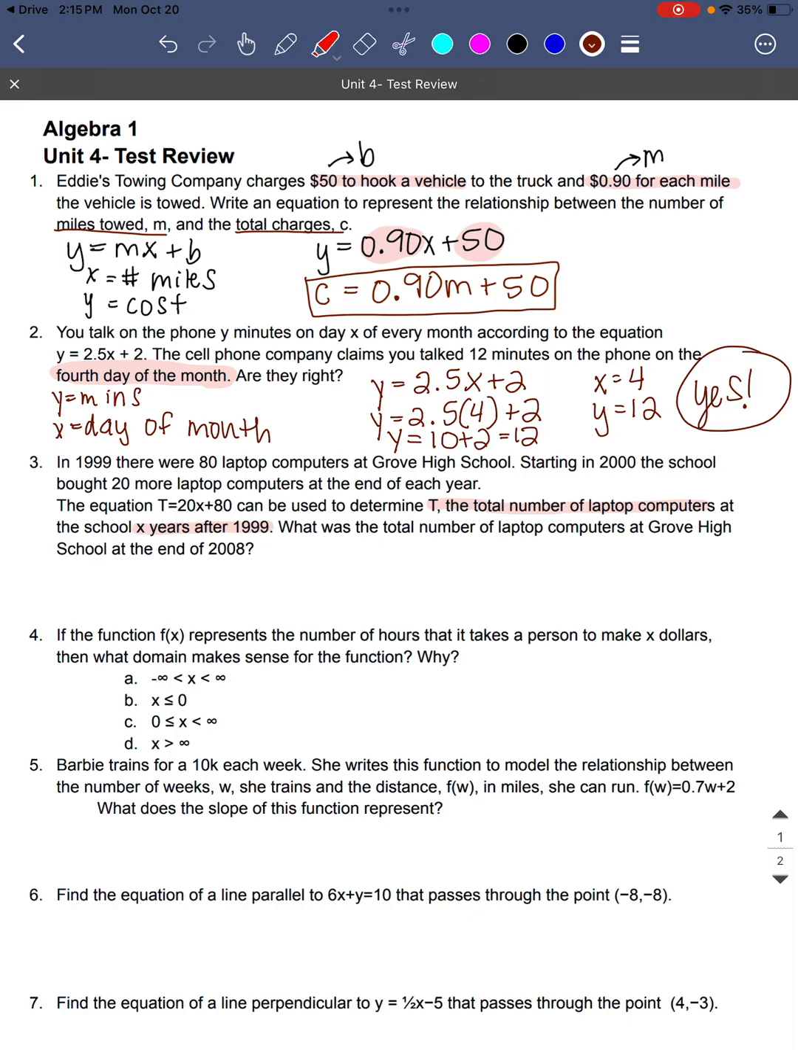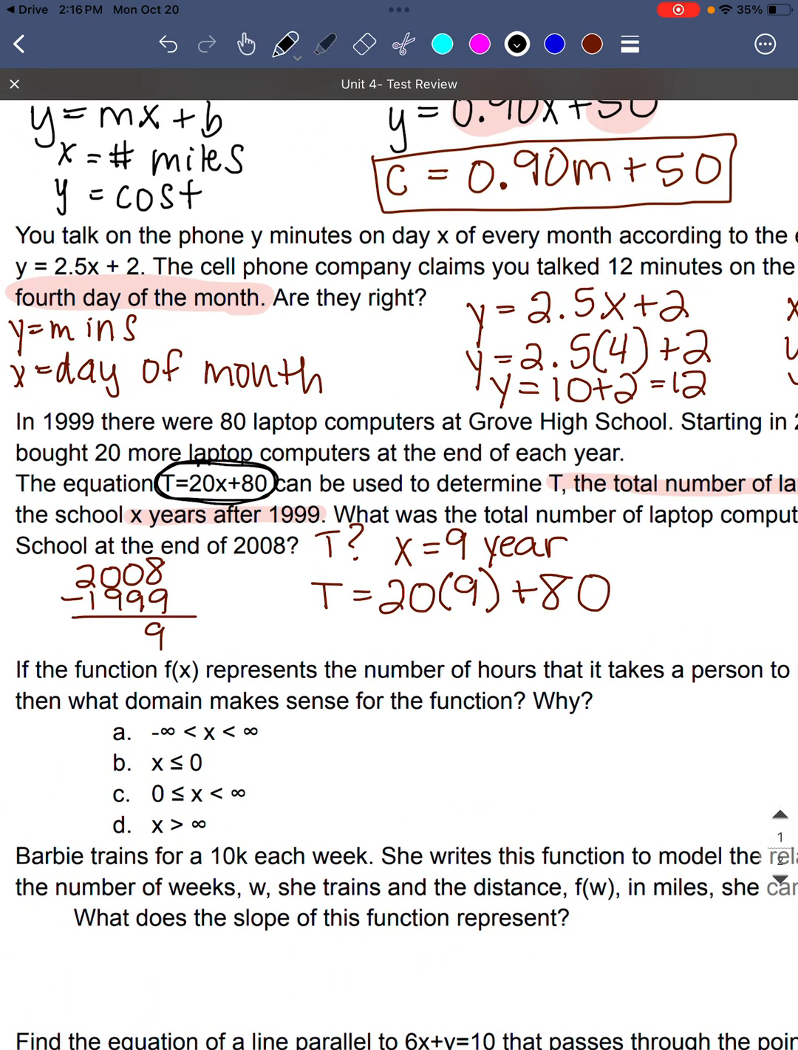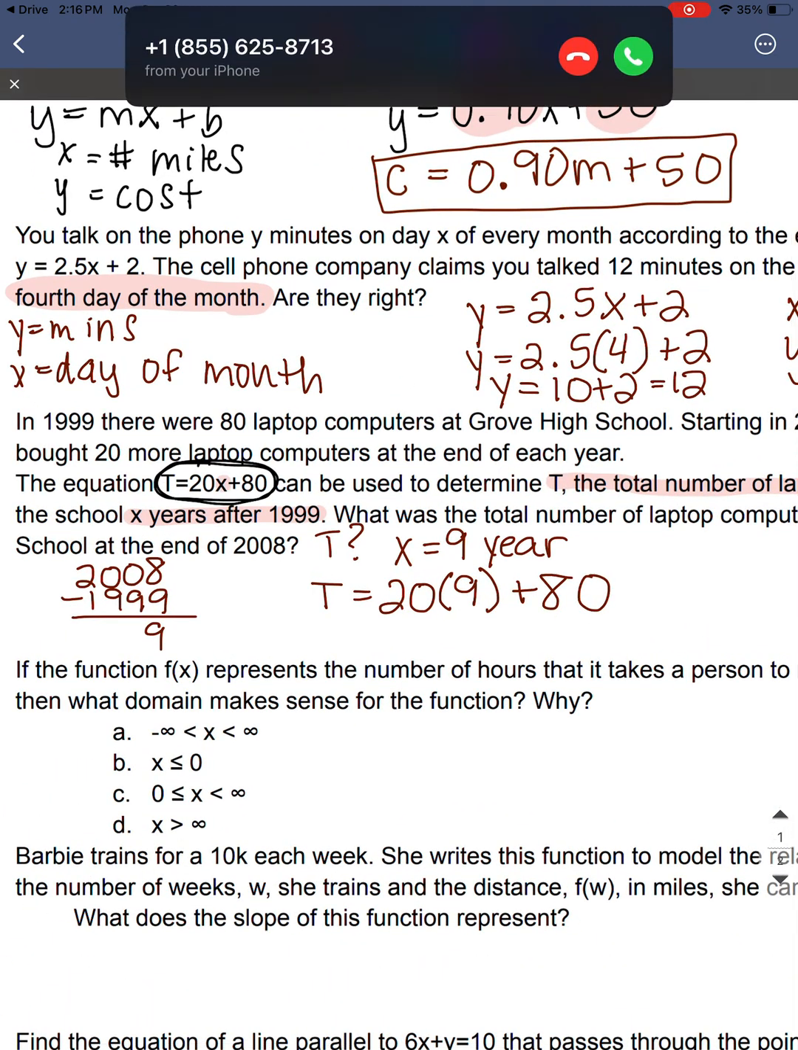Okay, so they want to know t, the total number, when x equals, okay, how long after 1999 was 2008? We are going to end up getting 9, which means that our x is going to be 9 years because it has been 9 years since 1999. So we're going to do t, trying to find t, equals 20, but instead of x, we're going to use 9 plus 80. If you don't know where this is coming from, it's from the equation that they gave us right here. All I'm doing is I'm replacing x with 9 years.